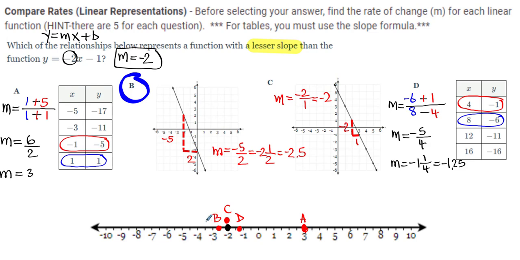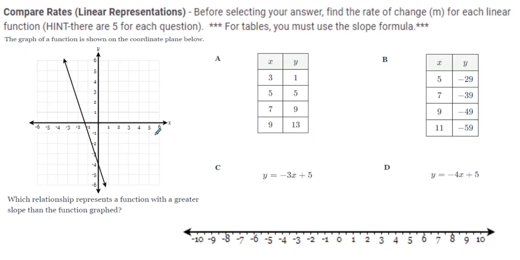I'll go through one more example. Instead of lesser, let's do a greater than. Okay, so same set of instructions. Just a quick reminder, you have to find the rate of change for all 5 of them. And then if you have a table, you have to use the slope formula. Which relationship represents a function with a greater slope than the function graphed? So we're going to need to figure out what the slope is from this.